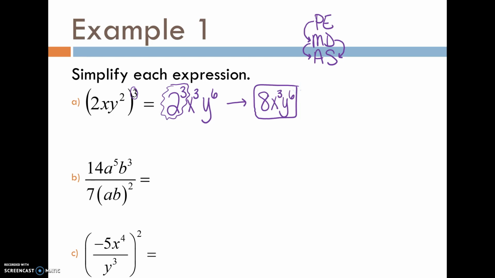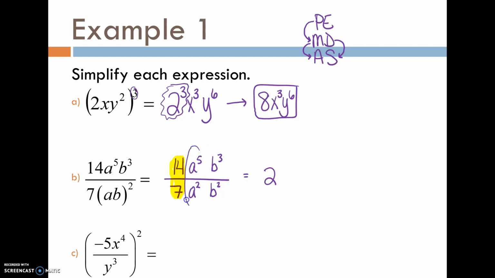On B, the first thing you need to do is deal with those parentheses. So on the top, we've got 14, a to the 5th, b to the 3rd. On the bottom, we have the 7, a to the 2nd, and b to the 2nd. Now, we have 3 things that we're looking at. We're looking at 14 divided by 7. What is 14 divided by 7? 2.